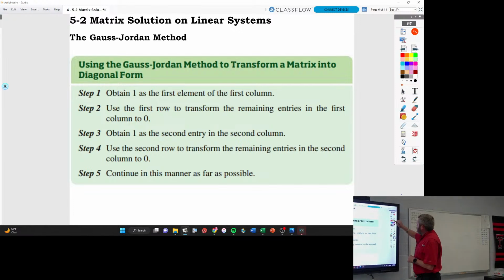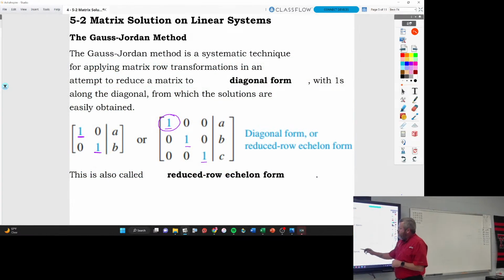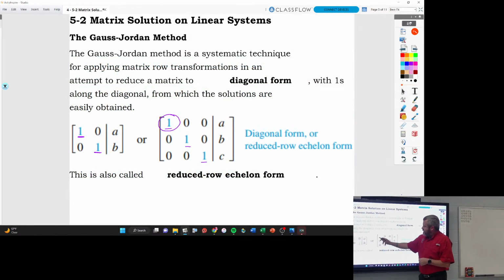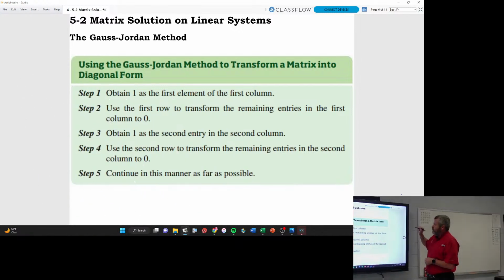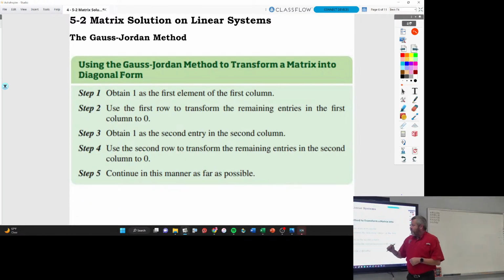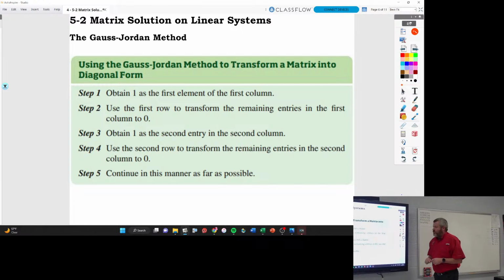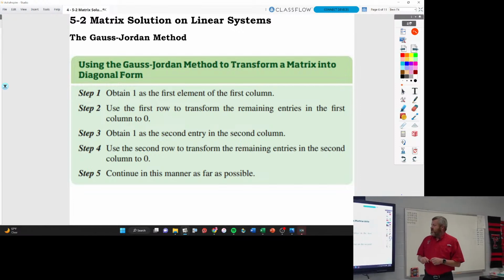Okay, so go back one slide again. Once I have established a 1 in that first row and first column and made everything else 0, the next thing I want to do is make this one a 1. And then I'm going to use that equation to make everything below it turn into a 0. That's what step 4 just says. Use the second row to transform the remaining entries in the second column to 0.